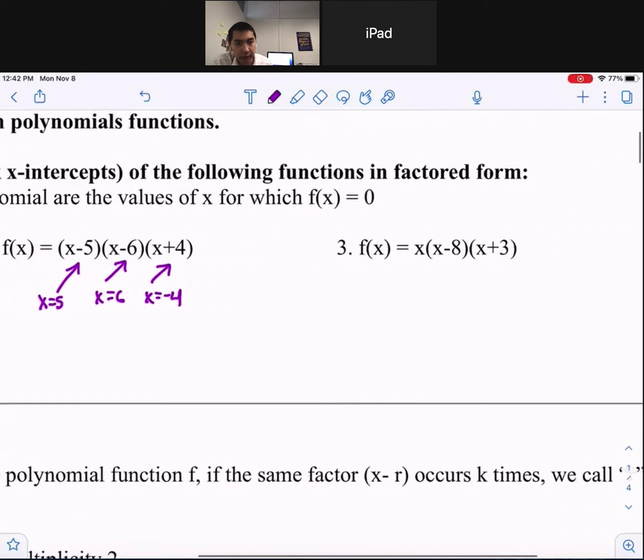And for the next one, x equals 0. To make this 0, x would have to be 8, and for that one, x would have to equal negative 3. So again, if you substitute in these values for x, then eventually that whole equation will become 0.